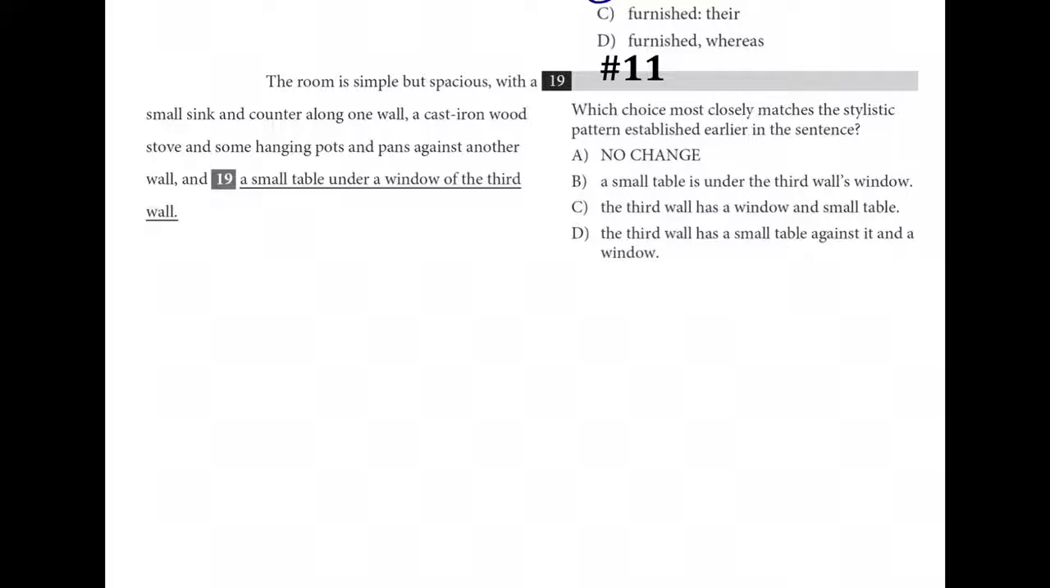19. Which choice most closely matches the stylistic pattern established earlier in the sentence? A, no change, is the best answer. It provides a clause that is the most similar to the two preceding clauses, which both end with a reference to a specific wall.